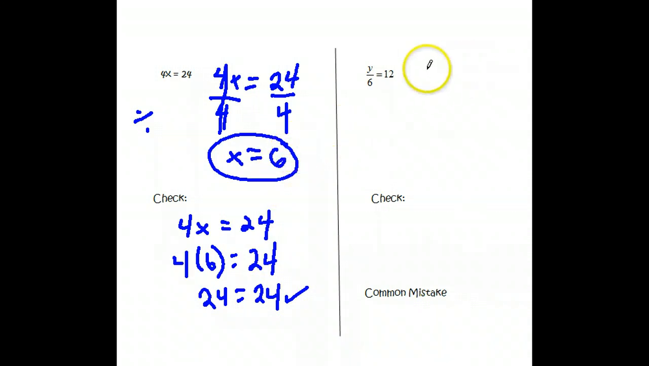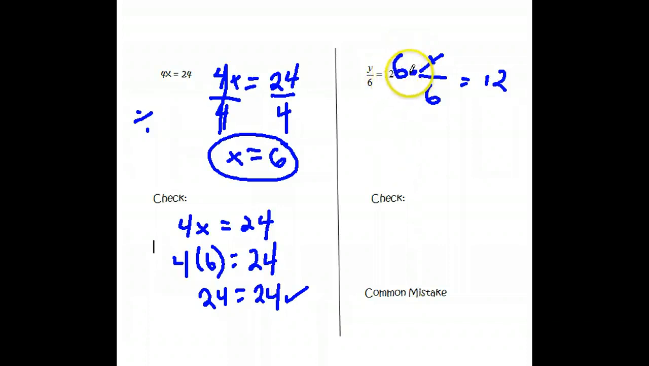All right, now I come over to my next equation. y divided by 6 equals 12. Now I'm dealing with division. The inverse of dividing is multiplying. I'm going to show multiplication right here. 6 times, I'm going to use a dot. If I want to use parentheses, that would be fine.